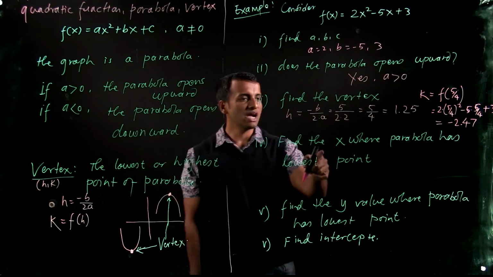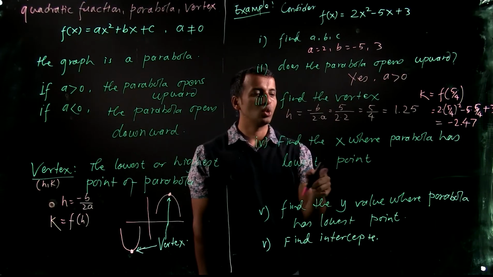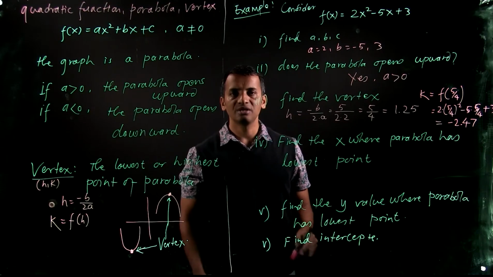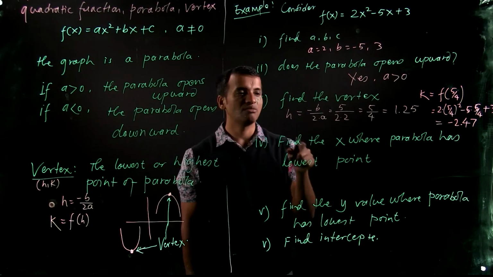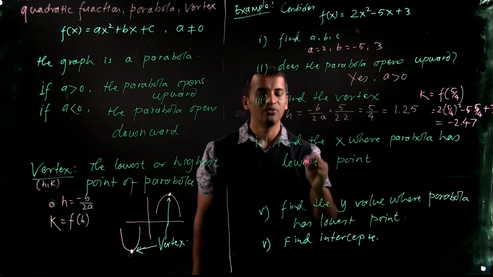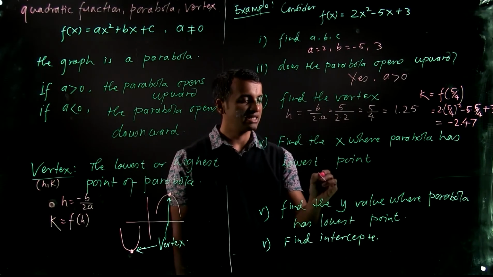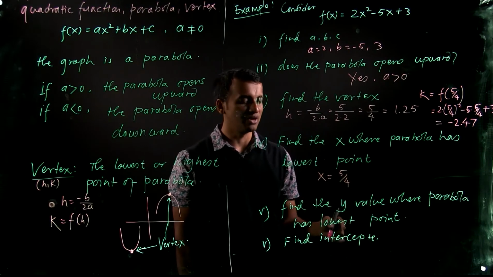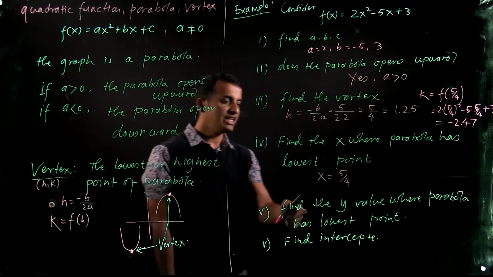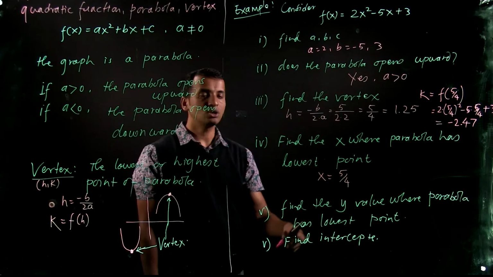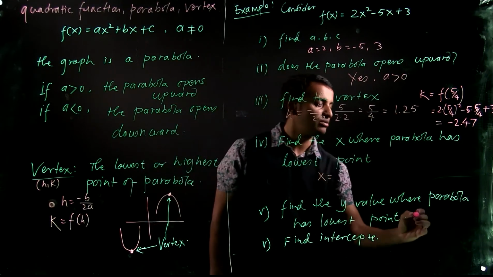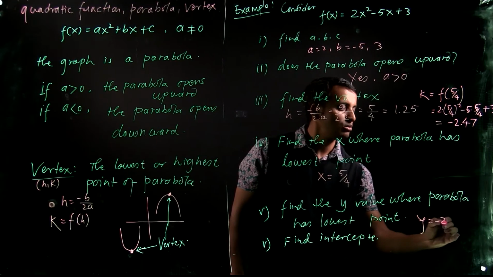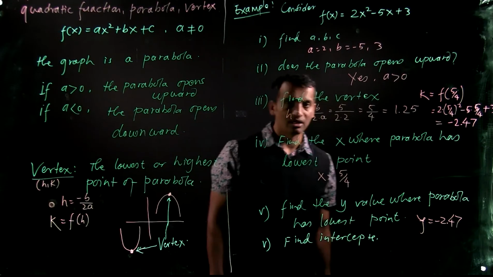Okay, next is find the x where the parabola has its lowest point. The lowest point is the vertex, but you want the x value of the vertex. That will be just 5/4, so x equals 5 over 4, or 1.25. Next question is find the y value where the parabola has its lowest point. We found y equals negative 2.47.